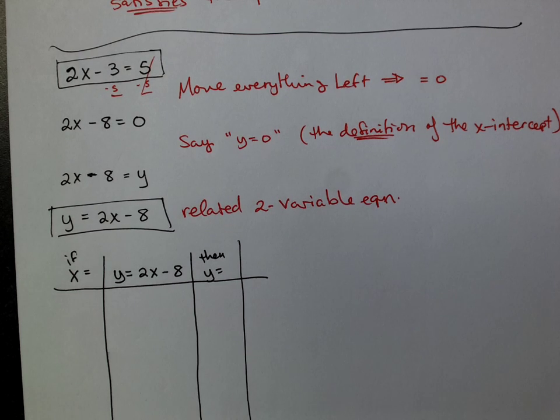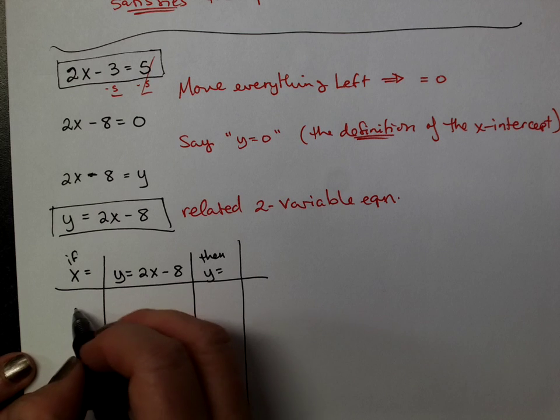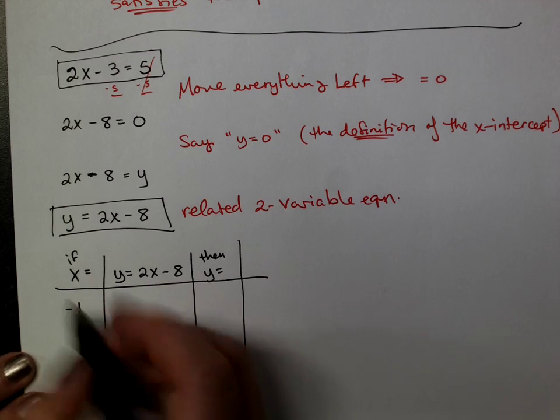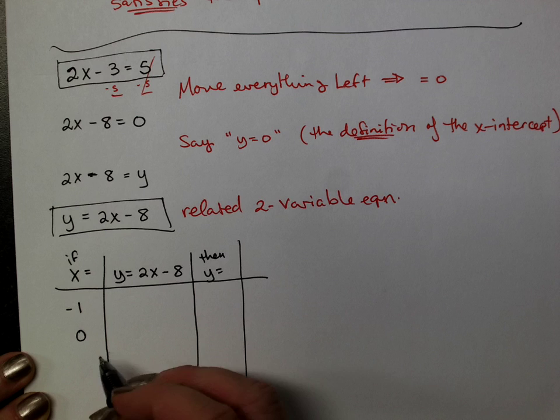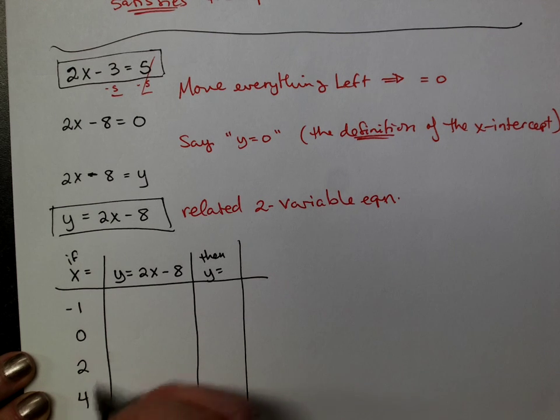Other families have restricted domains. In algebra, you'll learn how to decide what that domain is. But for a line, your table of values can include anything. I'm going to go ahead and use these just so we'll all be consistent together: -1, 0, 2, and 4.